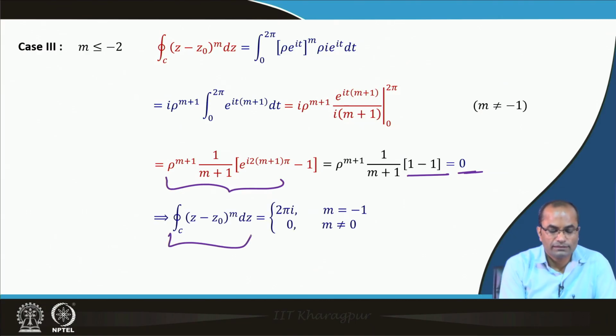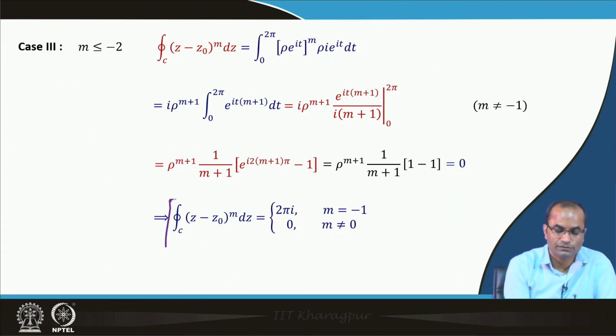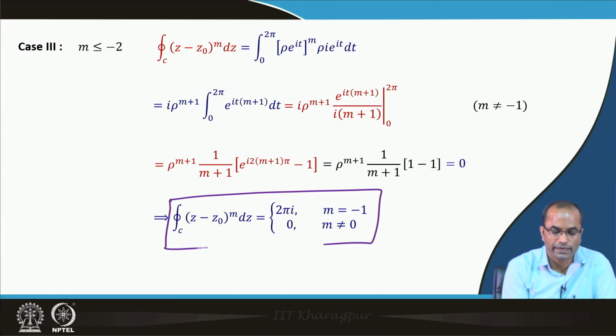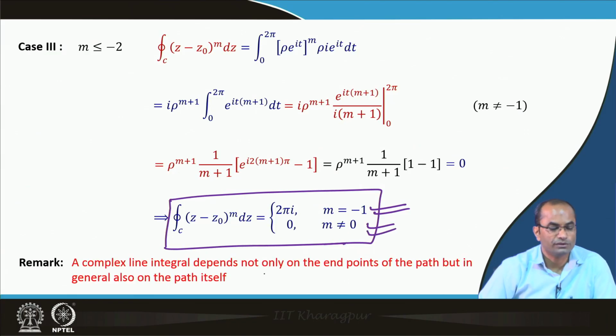So, what do we get? This line integral for all values of m, if we write down here. So, m is equal to minus 1, the value is 2 pi I, and m not equal to minus 1, the value is 0. This is a very standard integral, whose value we are going to use again. Only when m is equal to minus 1, the value is 2 pi I. Other than this, for any value of m, the value is 0.